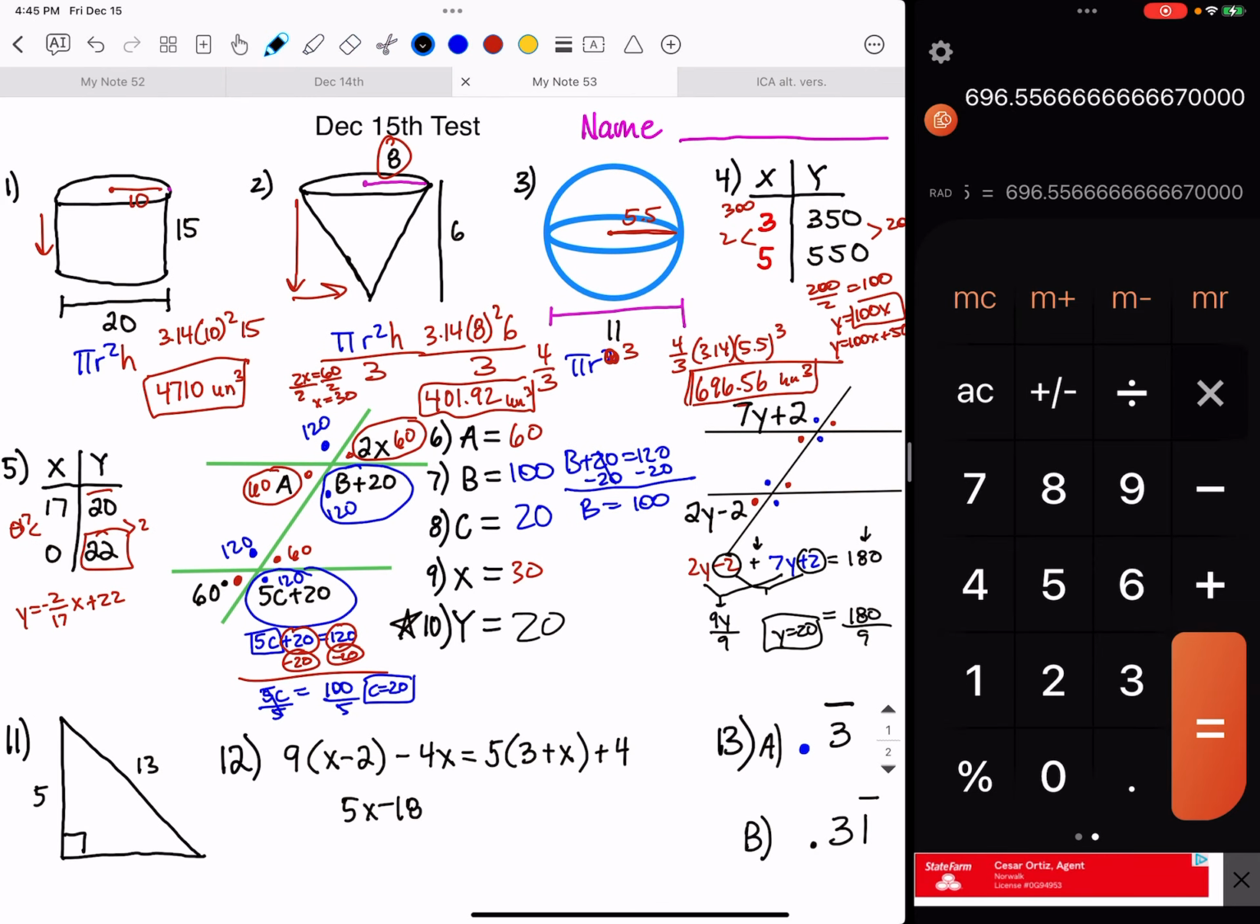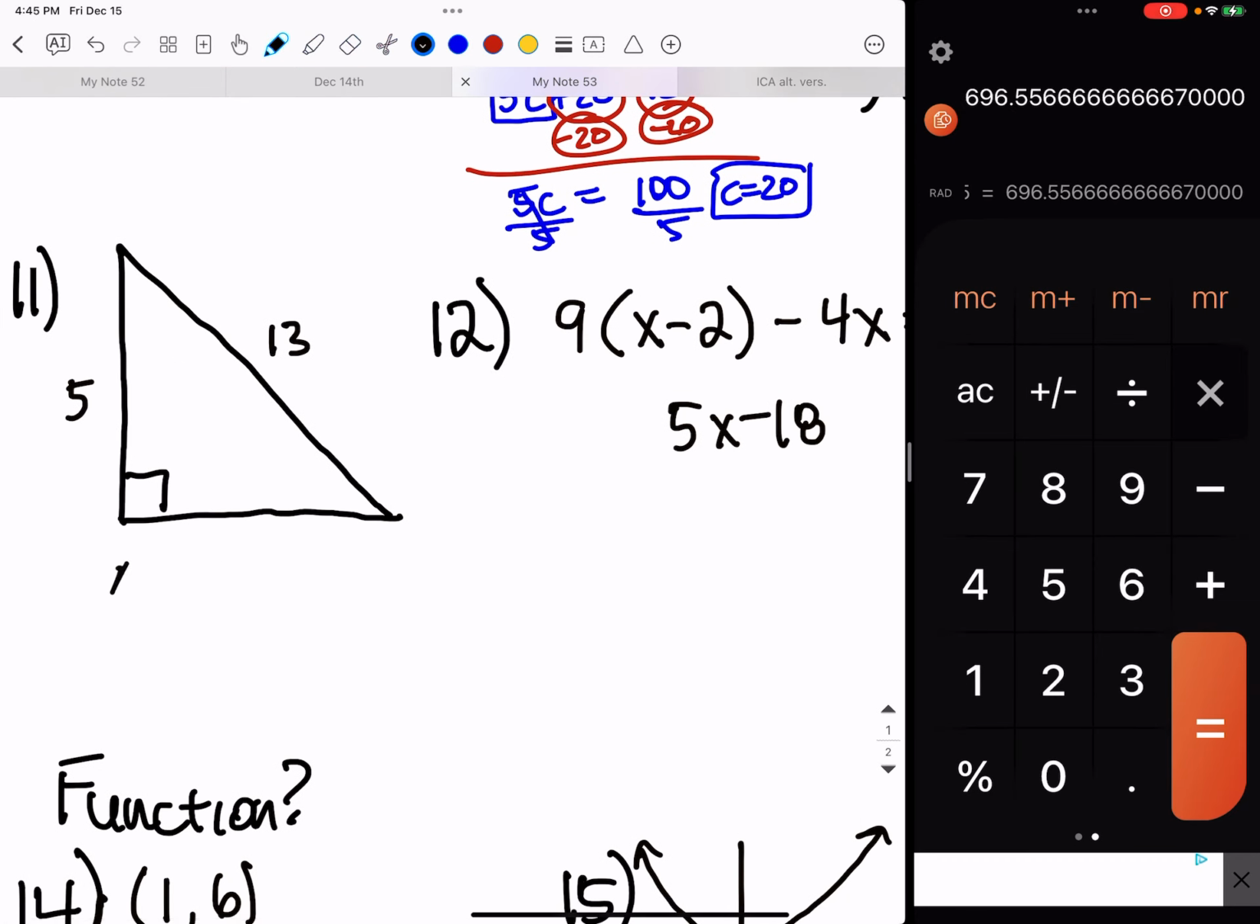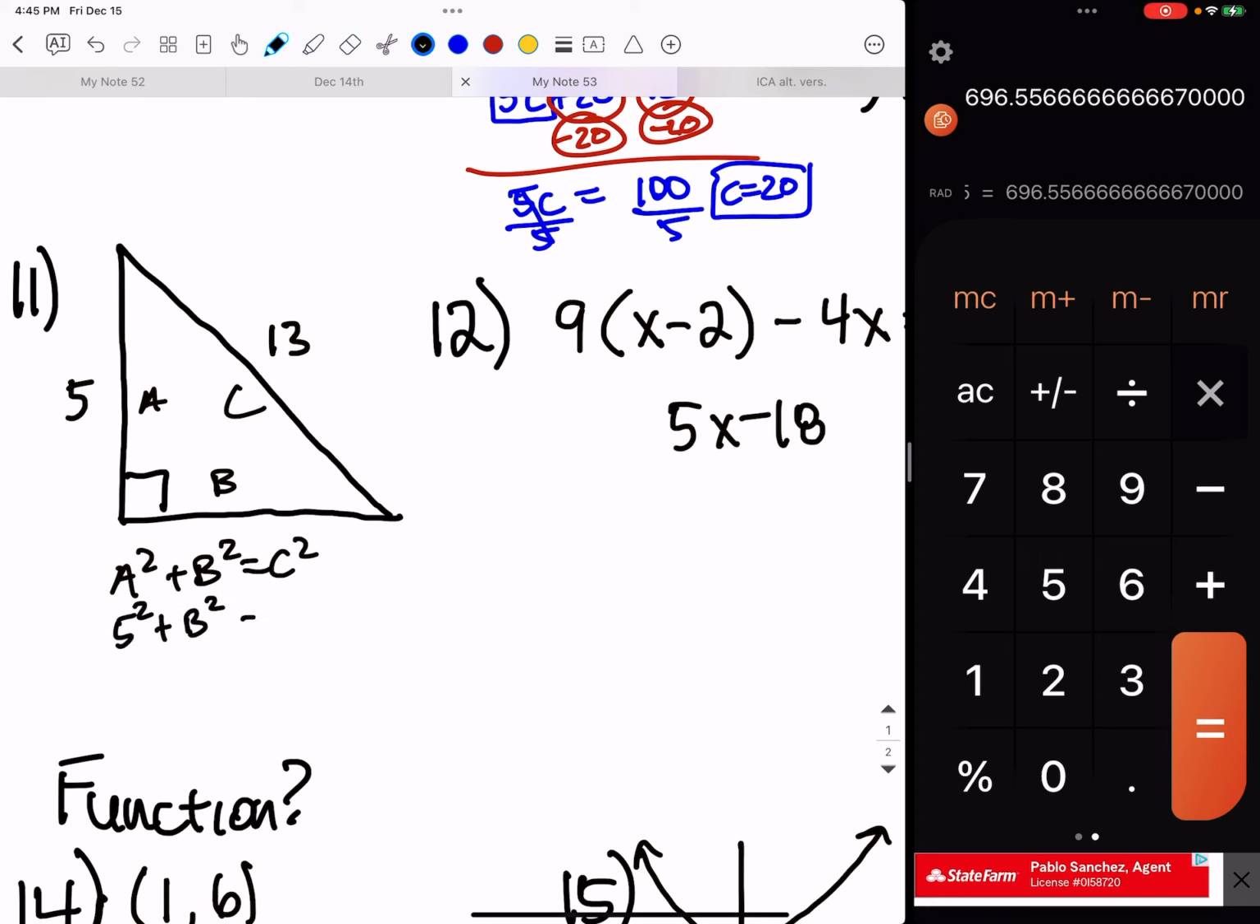Good job if you got that one. This one: a squared plus b squared equals c squared. This is the a, this is the b, this is the c. So 5 squared plus I don't know squared is 13 squared. This is 25 plus I don't know squared equals 169.